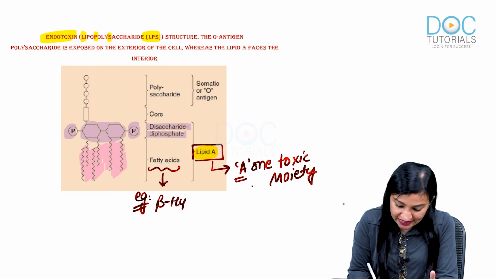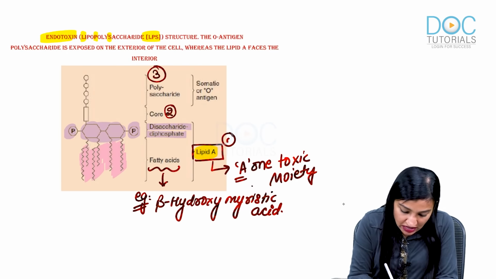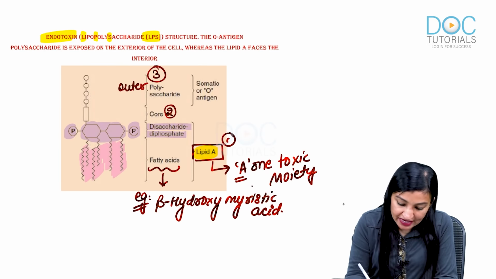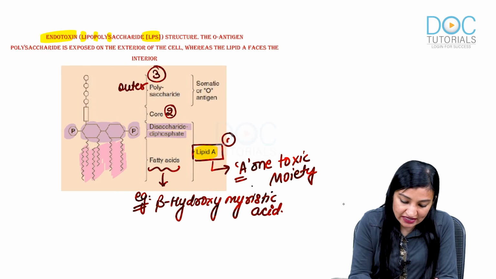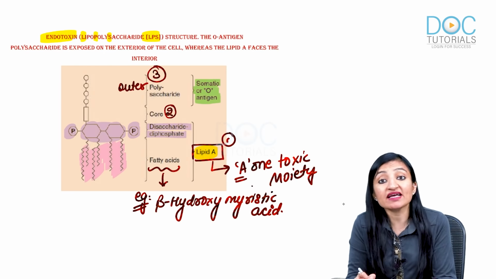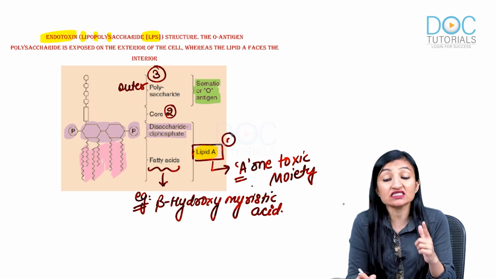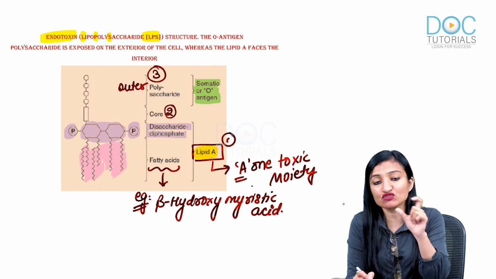Okay. Now, so this is number 1. The second part, as I said, is the core polysaccharide, and the third part is the outer polysaccharide. This is the outer polysaccharide. It is also referred to as the somatic antigen or the O antigen. Remember guys, it is not zero antigen, it is the O antigen. Okay, outer polysaccharide. O actually stands for outer.